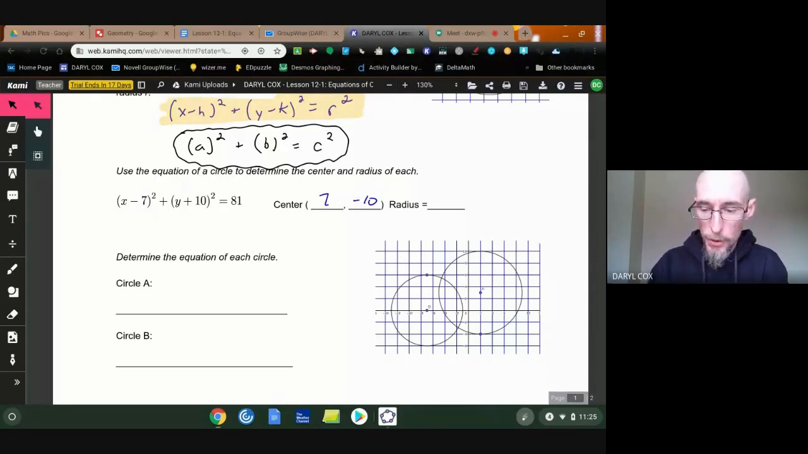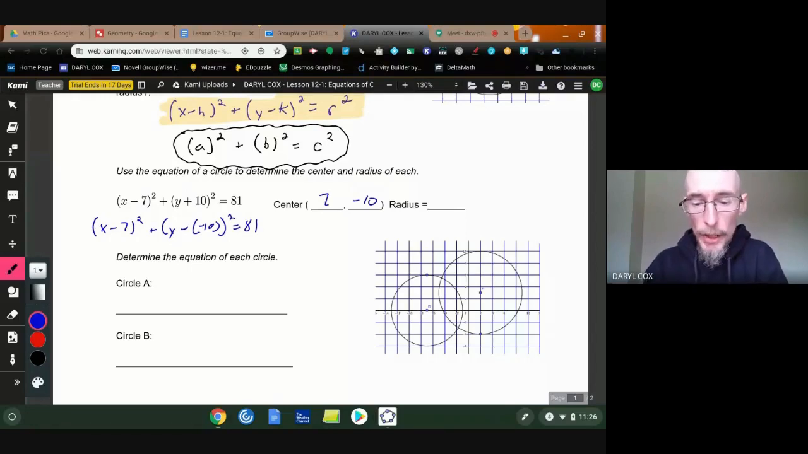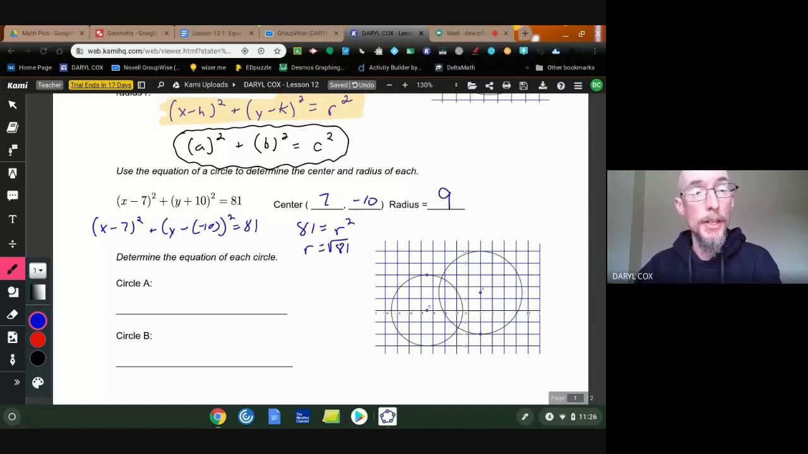In other words, what this is saying, if I broke this out to look a little more like the formula up top, is x minus 7 squared plus y minus negative 10 squared. So look out for things like that. The radius, what do you think the radius is? Hopefully you said that the radius is 9, because remember, this 81 is r squared. So r is the square root of 81, and the square root of 81 is 9. So that's how you can take a formula and find the center and the radius of a circle just by looking at the equation.